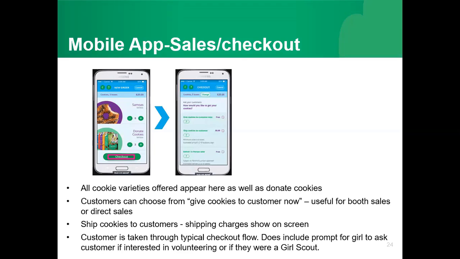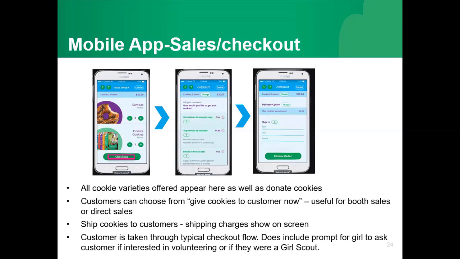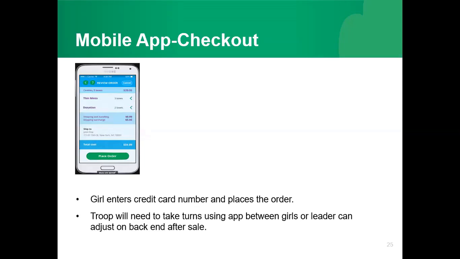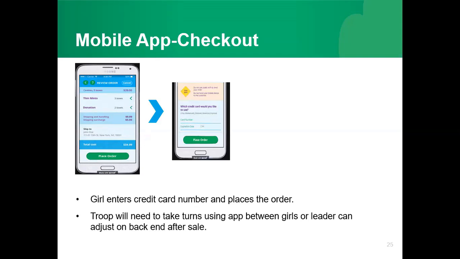So we're going to say right there, give cookies to customer now, which means you're handing it to them right then. We don't want to do a shipped order in this case because we're at the neighbor's house and we have the cookies and we're going to hand it to them. So we're not going to do shipped. We'll ask them the same questions: if they were a Girl Scout, if they want information. Usually it's yes, they were a Girl Scout, and no, they don't want any information. So then we'll go to the normal checkout process.